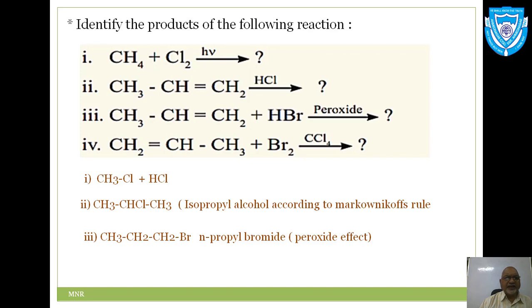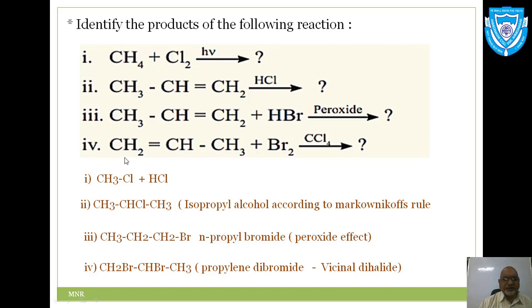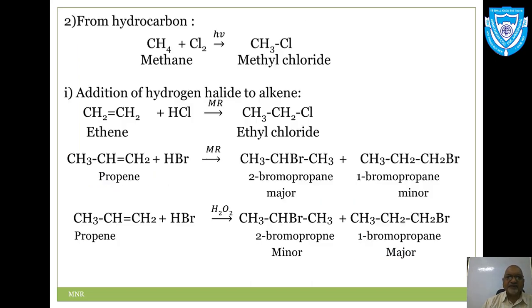If you go to the fourth reaction, that is CH2 double bond CH single bond CH3, here Br2 is there in CCl4. Here if you see, one halogen will go here, one halogen will go here, and it will form a vicinal dihalide. So it will form propylene dibromide. So these are the few examples which we studied with regard to the earlier examples.